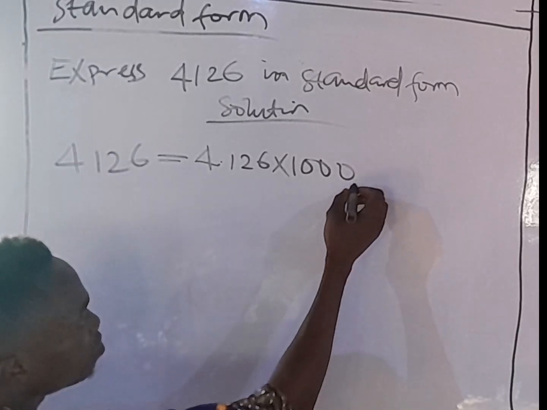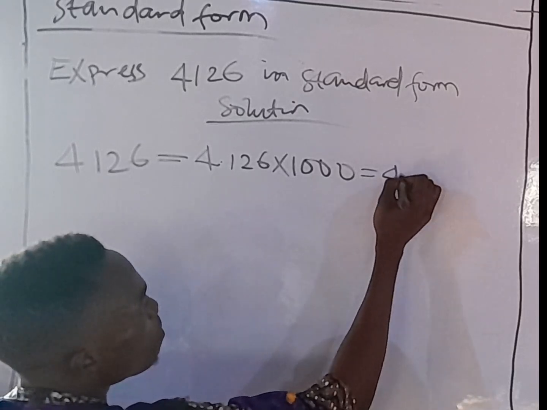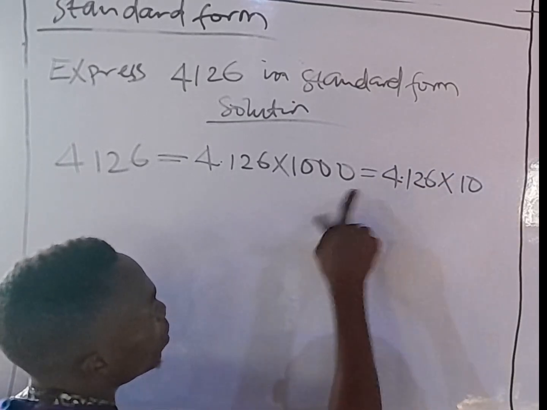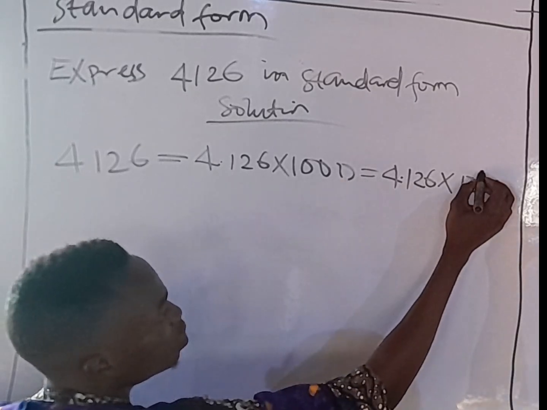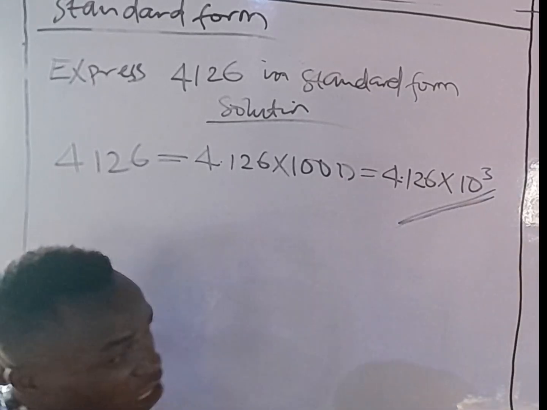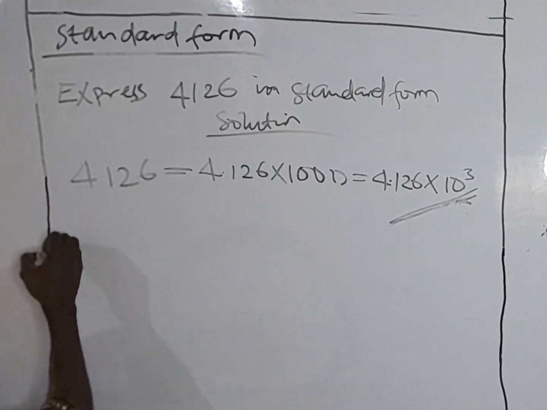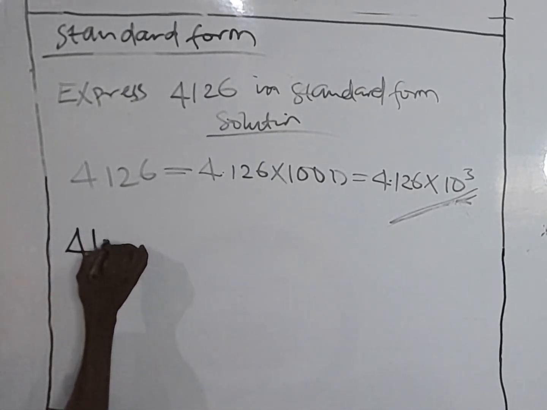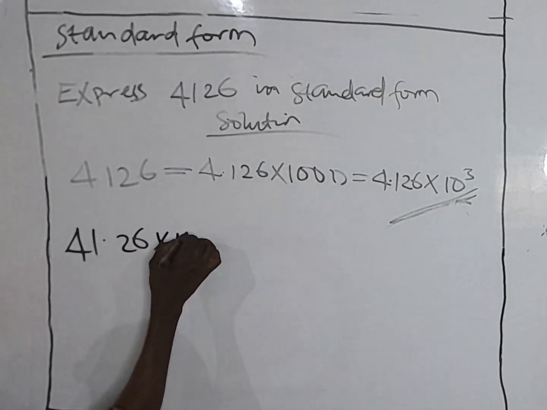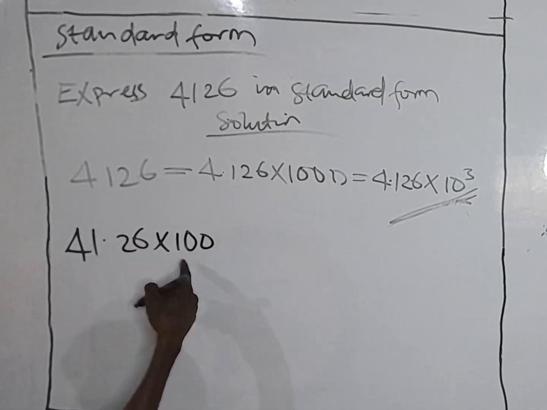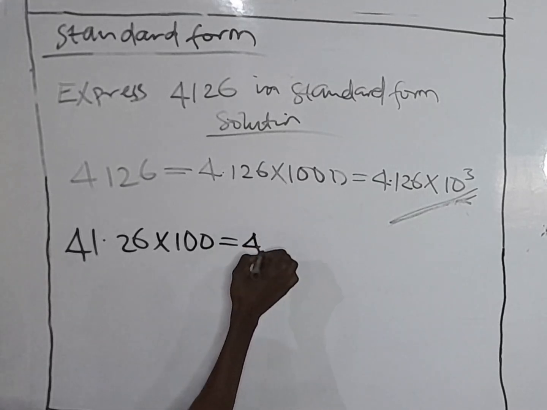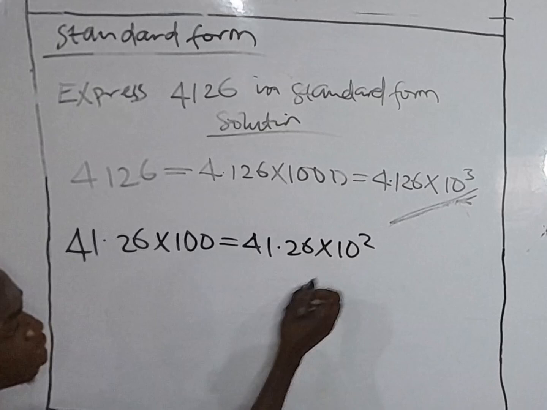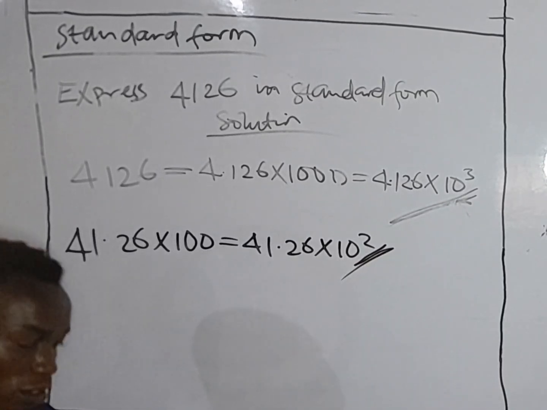So in standard form, this is equal to 4.126 times 10. I count the zeros, 1, 2, 3. That is 10 raised to power 3. This is correct in standard form. And somebody may ask me, why not write it in this form, 41.26 times 10, because this is the same thing, equal to 41.26 times 10 raised to the power 2. And then somebody will say this is a standard form.